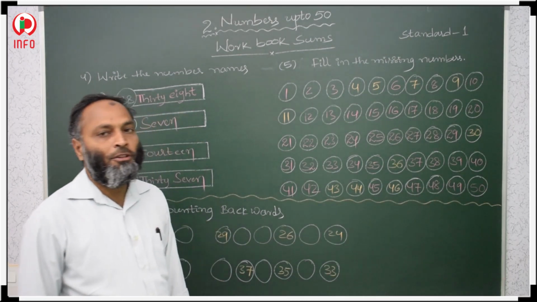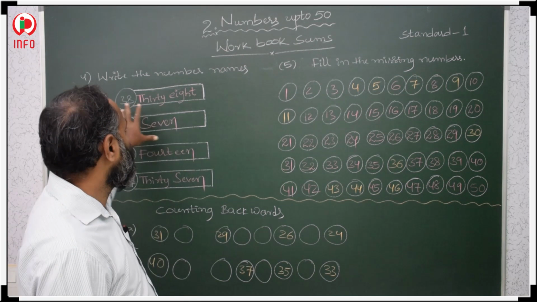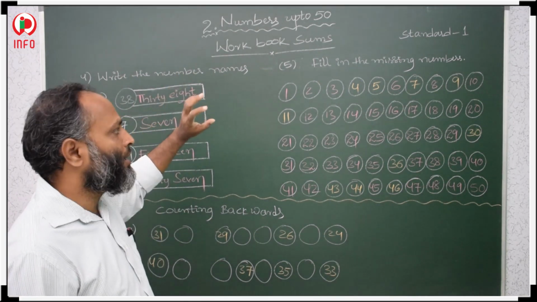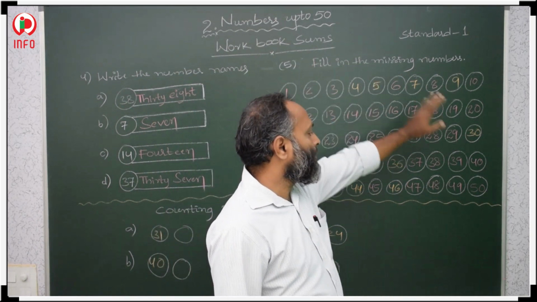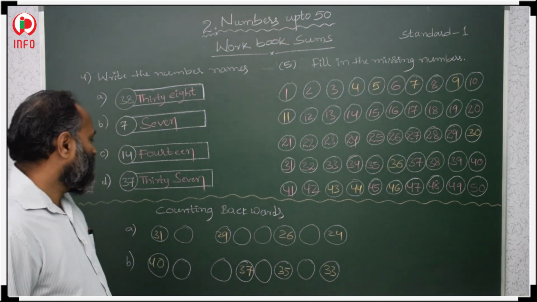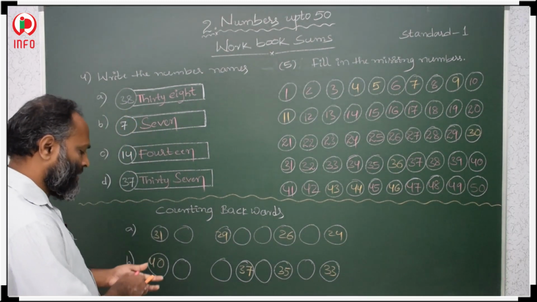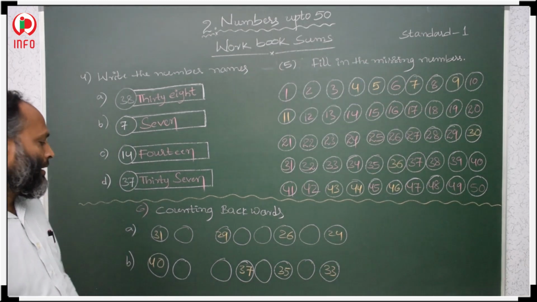In this way we have to write the missing numbers. So this is numbers into their words, and these are missing numbers. Now the last one, counting backward. The sixth question is counting backward. Then how to count backward?